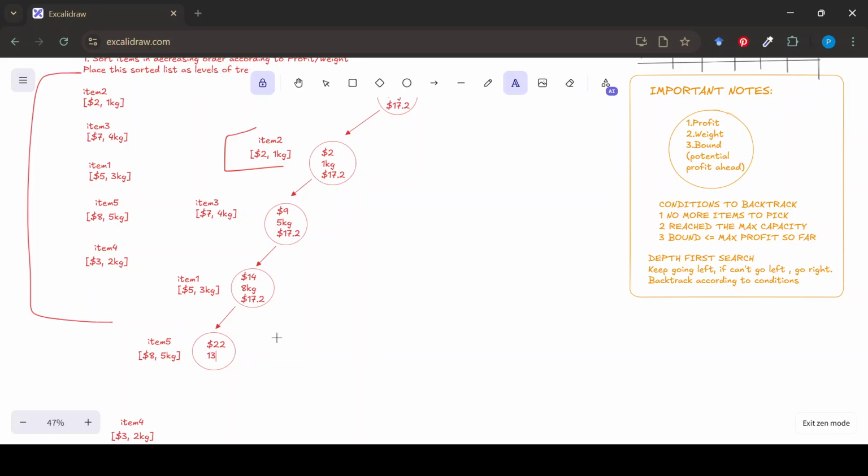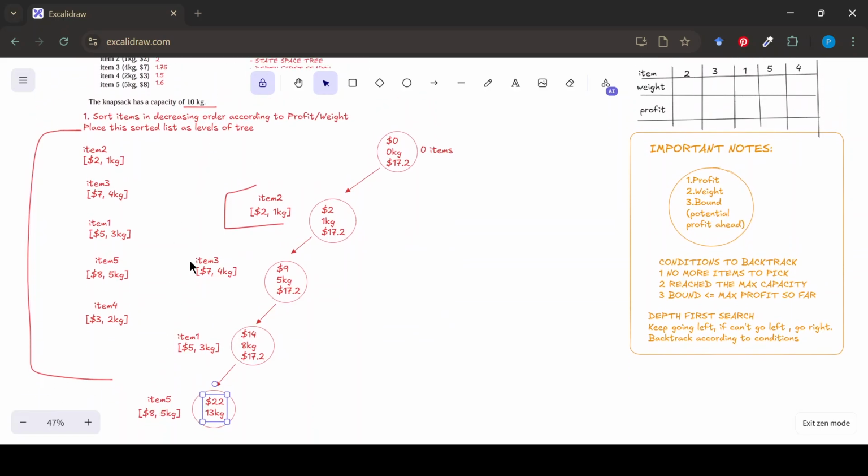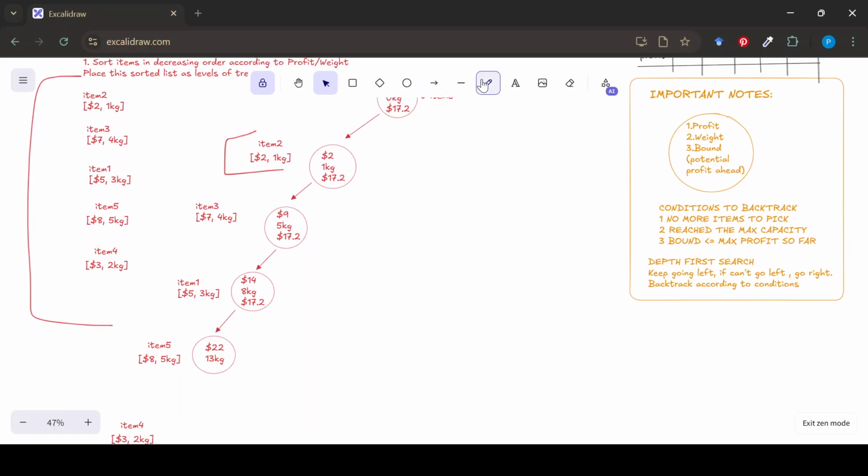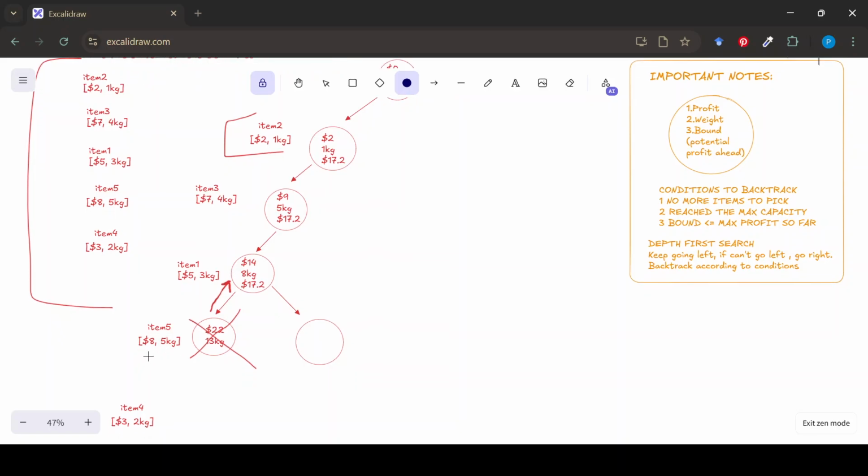Now, our weight is 13 kg. Well, we have met one of our conditions, reached the maximum capacity. So that makes this node invalid, right? Because our maximum capacity of the bag is 10 kg. Here we are reaching 13 kg, so it doesn't matter. This is invalid, right? There's no need to continue here. So we can backtrack. Once we backtrack here, the only direction we can go to is right. So go right. And now at this state, we are saying do not pick up item 5.